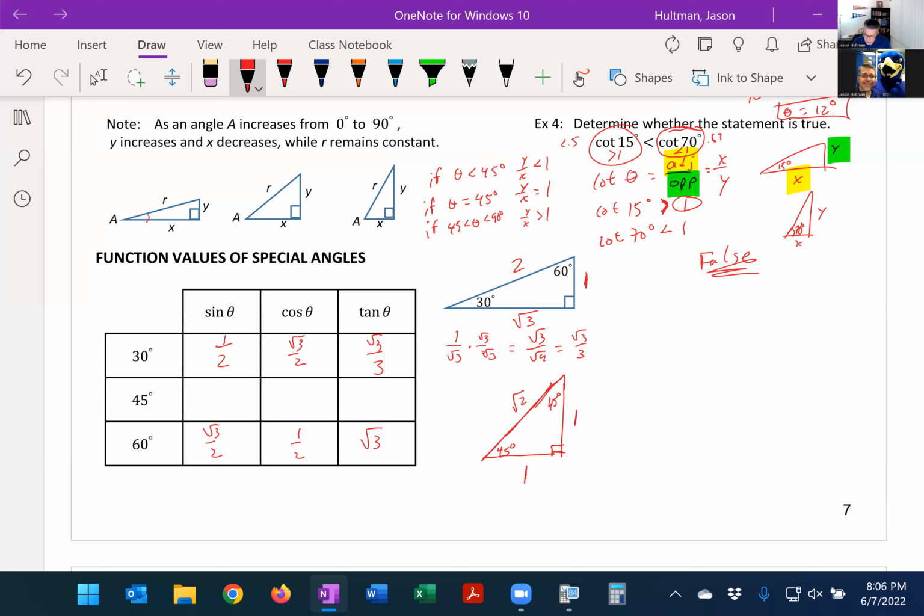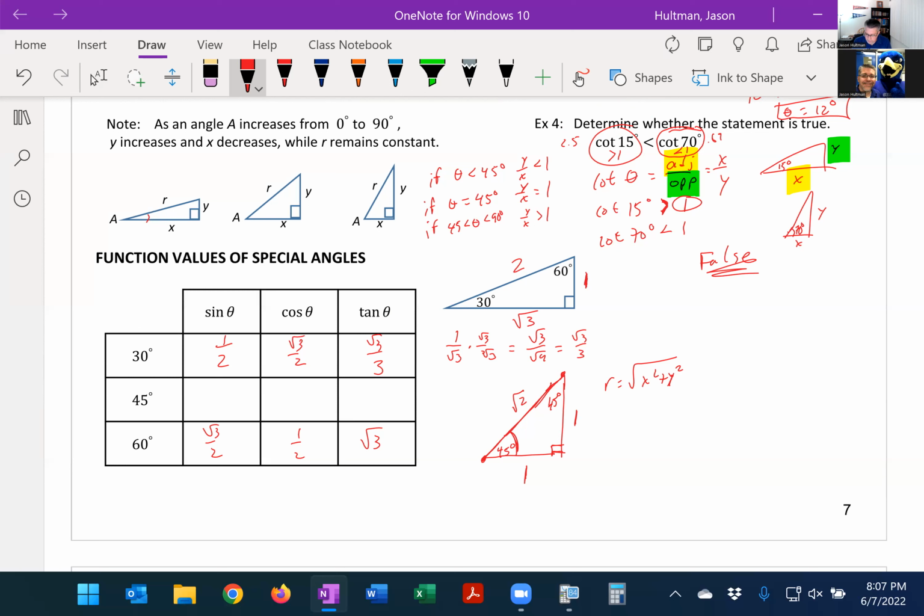So I go 1, 1, and then radical 2. How do I get radical 2? Again, that's the Pythagorean theorem. 1 squared plus 1 squared is 2, and then take the square root. Think of it as our r, which is the square root of x squared plus y squared. Now we can do the sine here. The sine of 45 is 1 over radical 2.